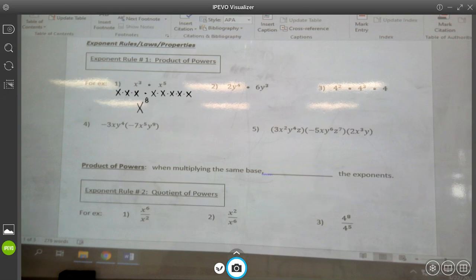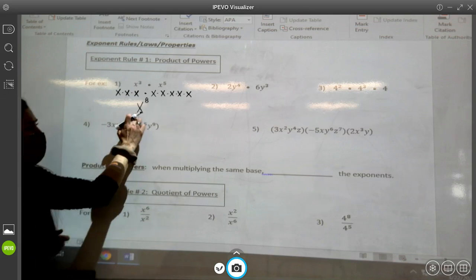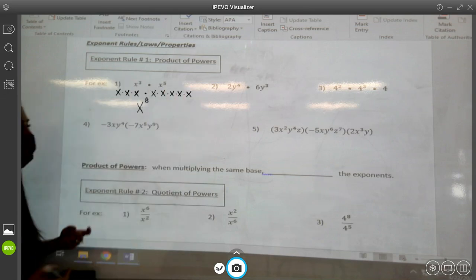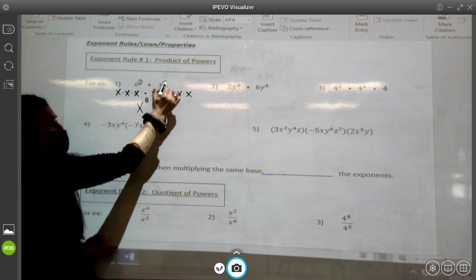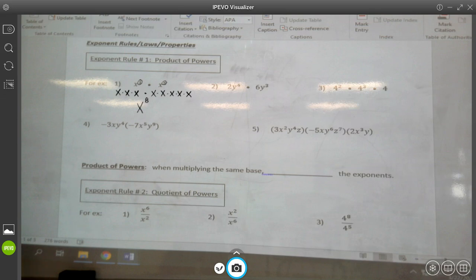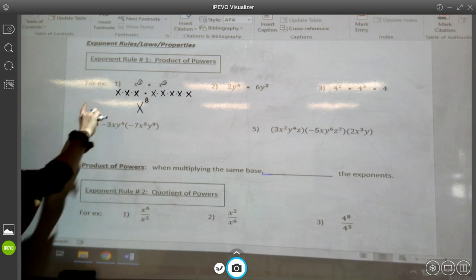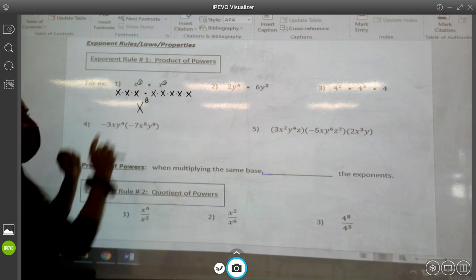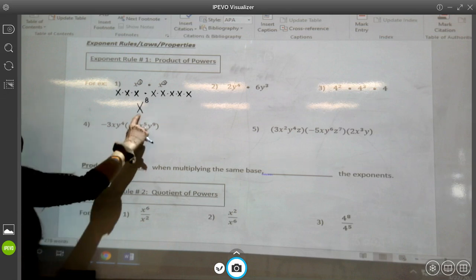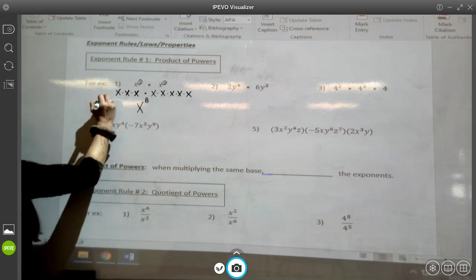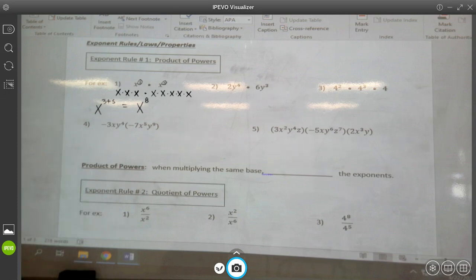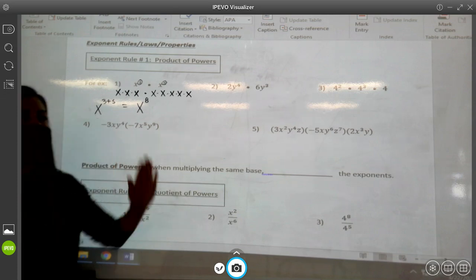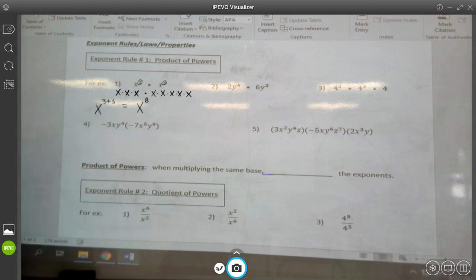So what would have been a quicker way to get to x to the 8th as our answer instead of writing all that out? What could I have just done with my exponents? So the rule says in a multiplying problem, when you are multiplying the same base, and they both had a base of x, the base stays the same, and you add your exponents. So that's rule number 1. If it's a multiplying problem, you will keep the base and you will add your exponents.